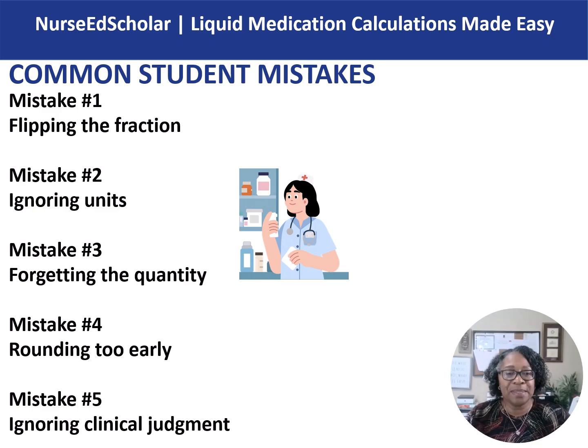Let's see. Another mistake is they ignore the route. Like I said, an oral liquid is not IV. And like I said before, students try to give oral medicines IV. I just don't understand why, but they do. And you will get kicked out of school, and if you're a nurse, you'll lose your license and you can kill your patient. So just remember that, just because you can calculate medicines, you still have to use that clinical judgment to make sure, should I be giving this medicine to this patient right now?